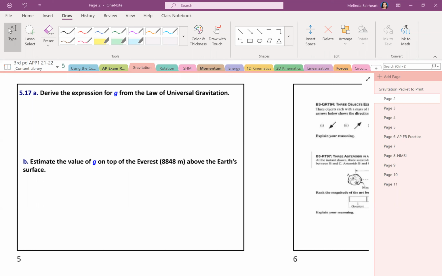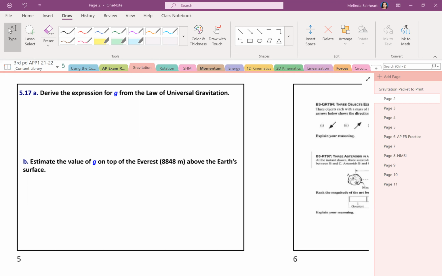All right, so now we're going to get into how we use Newton's law of gravitation to solve for things like orbital speed or gravitational acceleration. Because earlier we said it's not always 9.8. What if it's different? So that's what we're going to do first here.